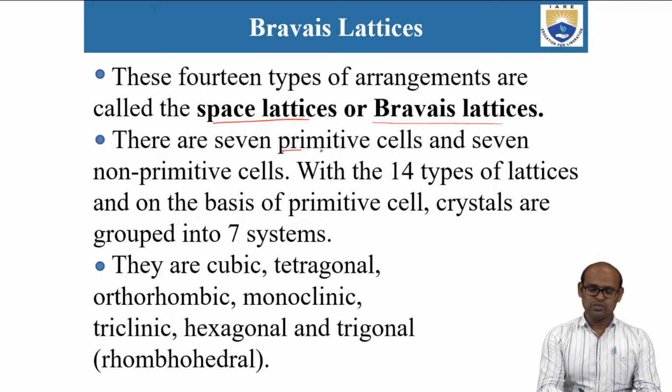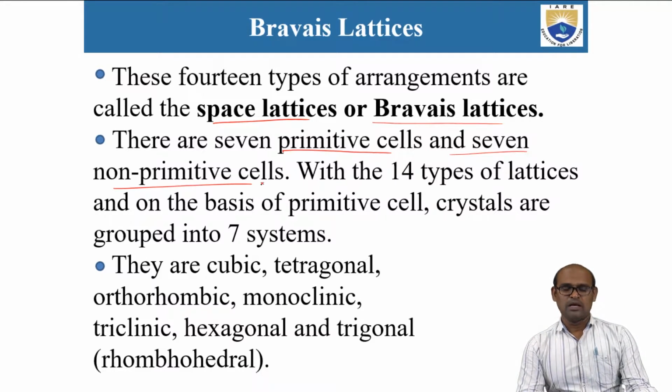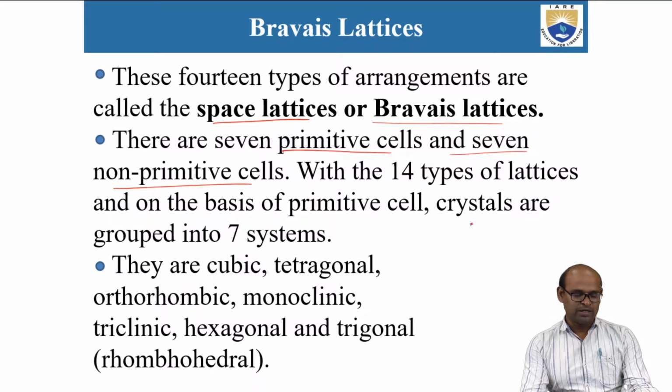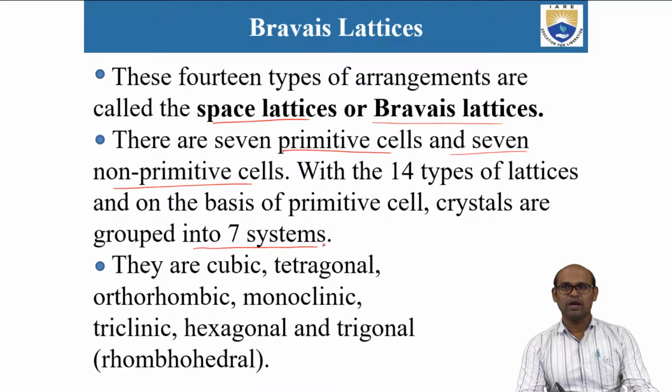Okay, so using these 14 types of unit cells or lattices, there are 7 primitive lattices and 7 non-primitive lattices. With the 14 types of lattices and on the basis of primitive cell, crystals are grouped into 7 systems.